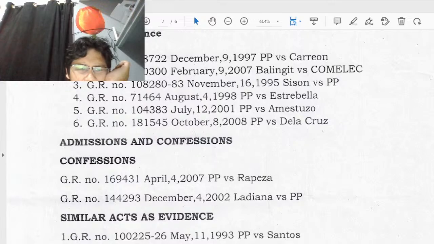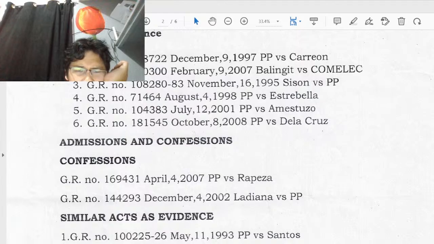Drugs are not readily identifiable, as in fact they are subject to scientific analysis to determine their composition and nature. Thus, the corpus delicti should be identified with unwavering exactitude. The court believes that the prosecution failed to establish the chain of custody from the time the item was received.